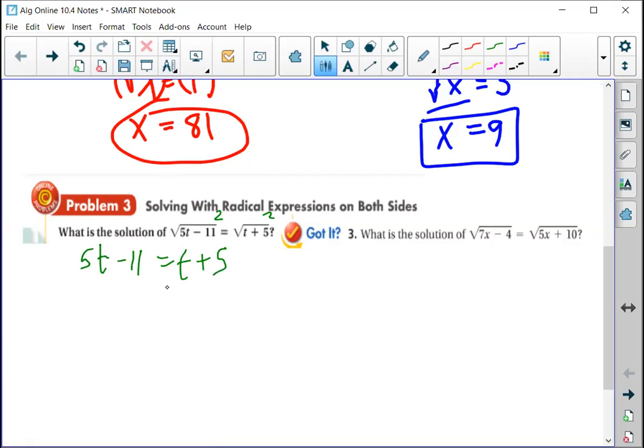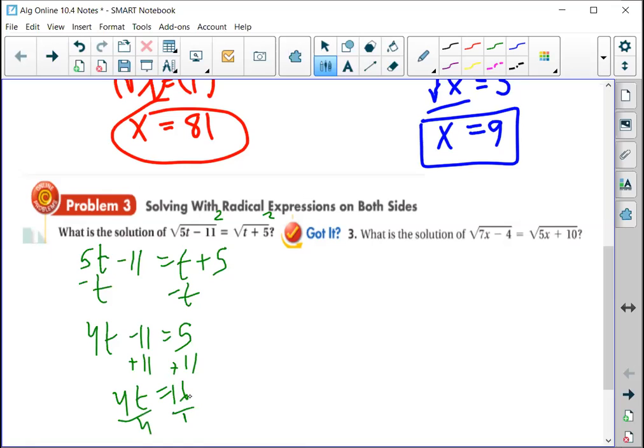Now we're just going to solve like a normal old equation. We're going to subtract t, or 1t, from both sides to get 4t minus 11 equals 5. Then we're going to add 11 to both sides to get 4t equals 16. Divide both sides by 4, and we end up with t equals 4. And again, you can go ahead and plug that back into the original equation and check to make sure that that does work, which it does.